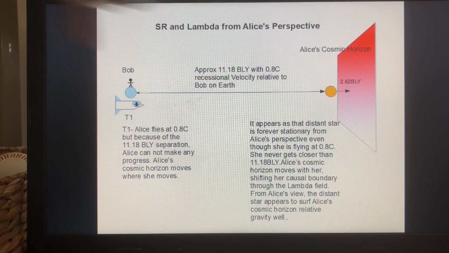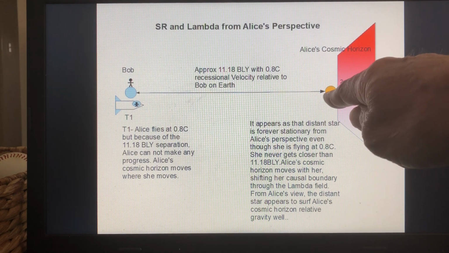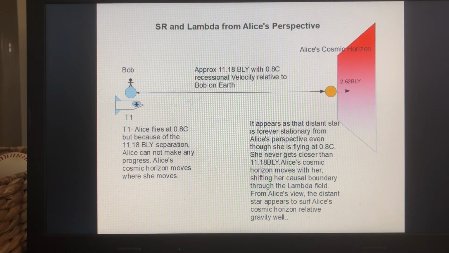Now Bob is going to go zipping by in the background because Alice is moving at 0.8 c, but this star is going to appear to be stuck. It's just going to float there and not have any Doppler shift even though Alice is flying at 0.8 c. So it appears that star is forever stationary from Alice's perspective. She never gets closer than 11.18 billion light years away from that star. And that's because Alice's cosmic horizon moves with her, shifting her causal boundary through the lambda field.